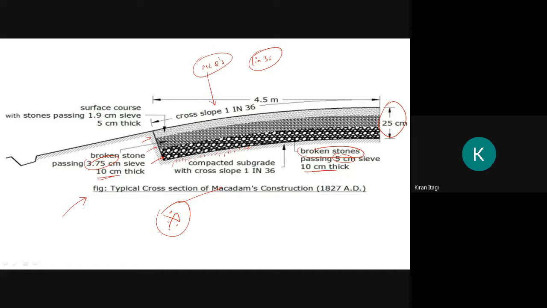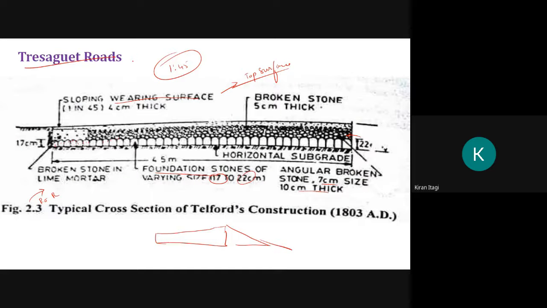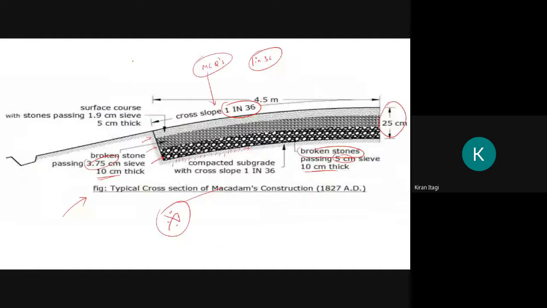Remembering the thickness is quite difficult, but remember this cross slope. What was the slope in the Macadam's road? And chances are he may ask about the Telford road also. Just remember it is 1 in 45. The slope is most important. Either for higher studies or any competitive exam, they will 100% ask these questions. And in Macadam road it is 1 in 36.